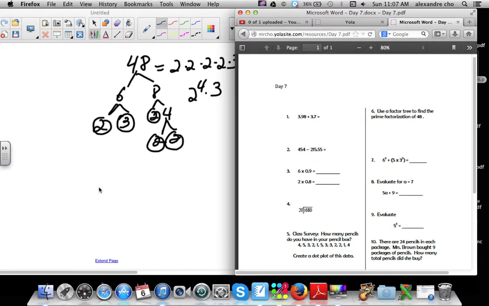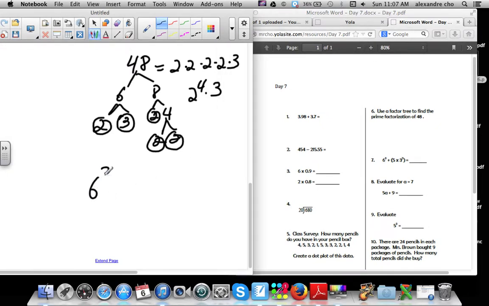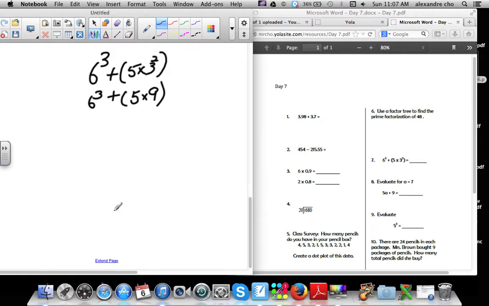Alright, so number 6 says 6 to the 3rd power plus 5 times 3 to the 2nd power. Order of operation dictates that I do the parentheses first, and in the parentheses, so let's leave this guy alone. I have 5 times 3 to the 2nd power, which is 9. Okay, I'm doing it step by step. I know you can do more than one thing, but here, let's finish the parentheses. Exponents are done. Leave this alone for now. And inside the parentheses, 5 times 9 is 45.